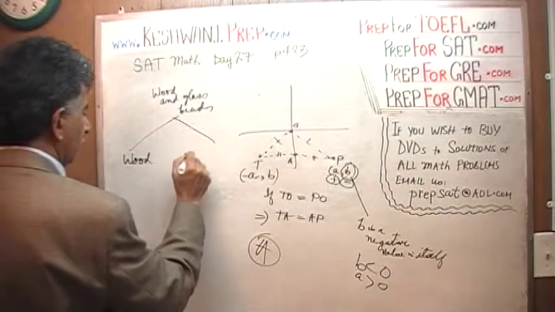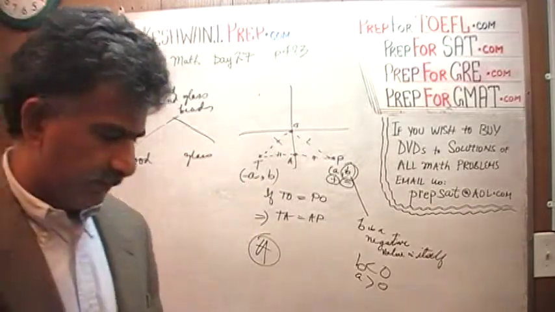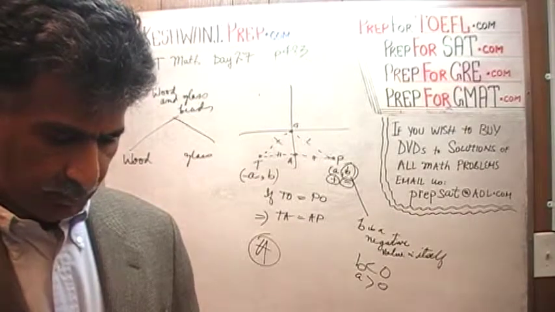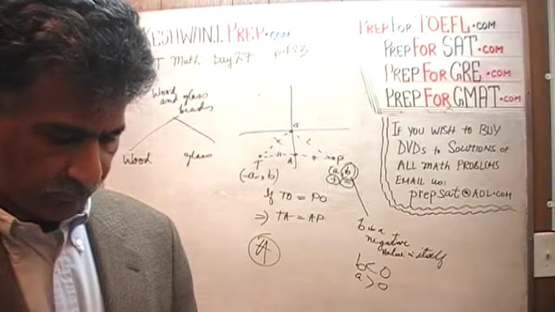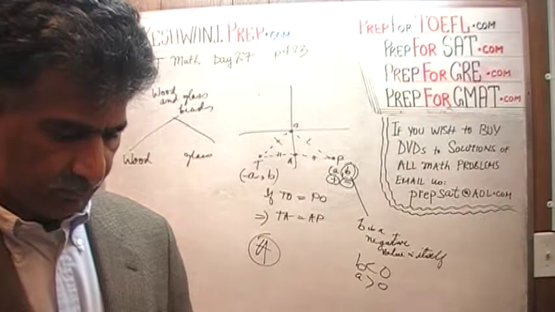Wood and glass. And then they go on to tell us that the number of glass beads is 4 times the number of wood beads. If one bead is to be chosen at random from the box, the probability that the red bead will be chosen is 3 times the probability that the blue beads will be chosen.